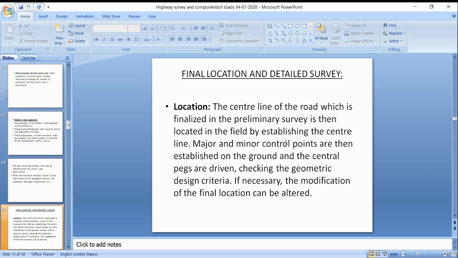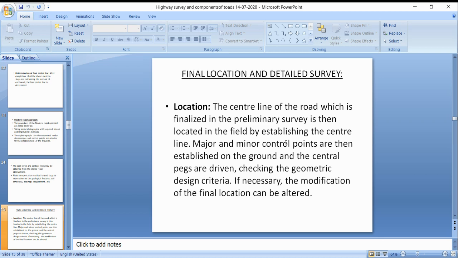In the final location, the center line of the road, which was finalized in the preliminary survey, is then located in the field by establishing the center line. Major and minor control points are then established on the ground, and the central pegs are driven, checking the geometric design criteria. If necessary, the final location can be modified. So there we have fixed one center line that was finalized in the preliminary survey, and it should be located in the field.